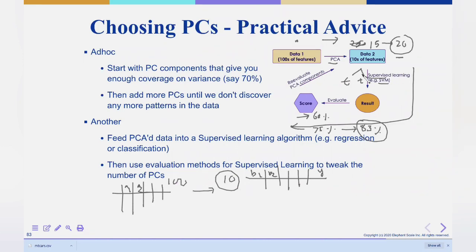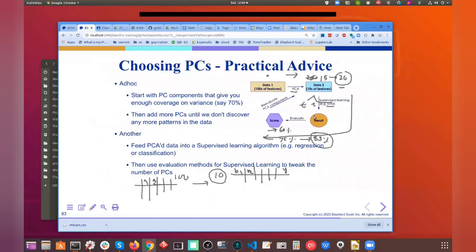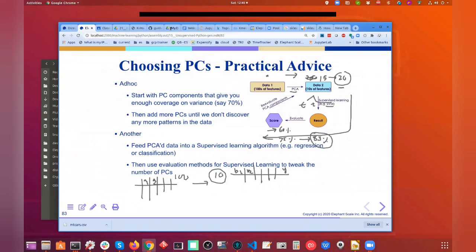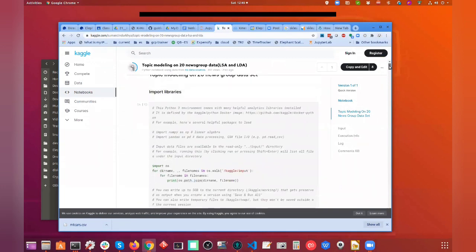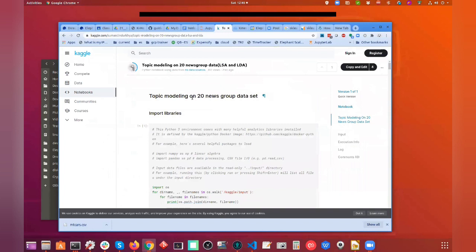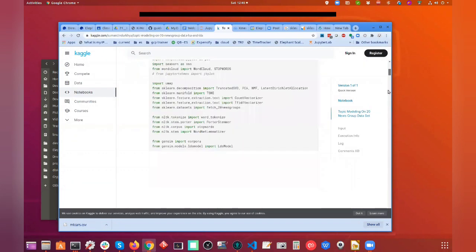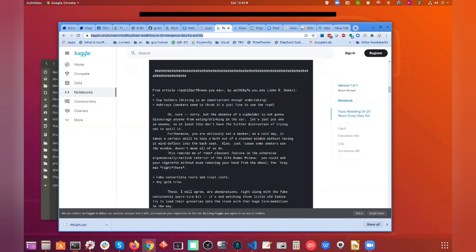A lot of the times, and this is an example I want to show you guys, here's another example. I was researching this yesterday and ran into this and thought it was pretty good. This is basically topic modeling, meaning there's some text data and they're trying to figure out what topics are mentioned in the text. A topic could be weather, news, business, finance. I'll put this link here. This is an example of using PCA.